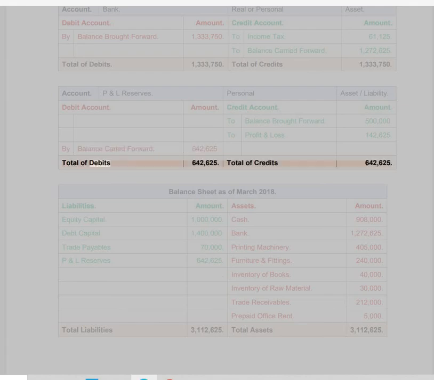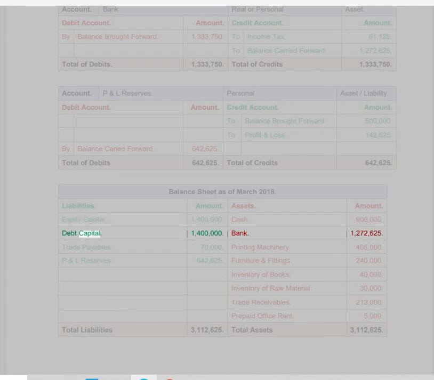642,625 total of debits. 642,625 total of credits. Balance sheet as of March 2018. Liabilities, amount, assets, amount. Equity capital 1 million, cash.